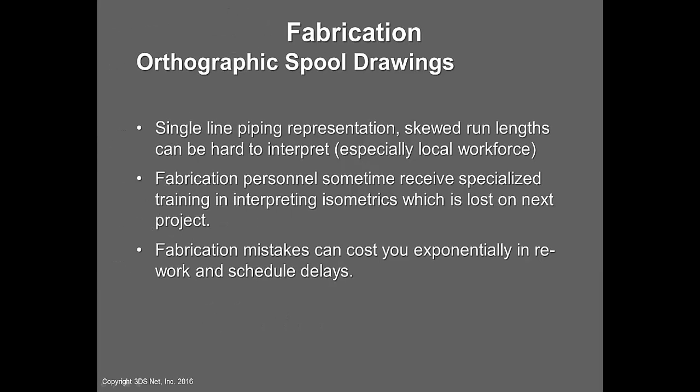This single line piping representation with skewed run lengths can be hard for shop personnel to interpret, especially a local workforce somewhere in a remote area. Fabrication personnel sometimes have to receive specialized training in how to read these isometrics. This training, unfortunately, is usually lost before the next project comes along. It has to be redone. Fabrication mistakes can cost you exponentially in the rework and schedule delays.